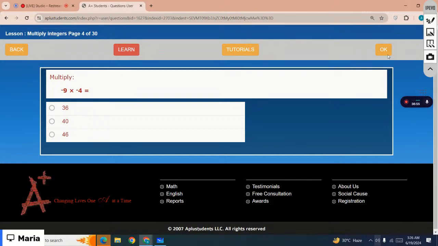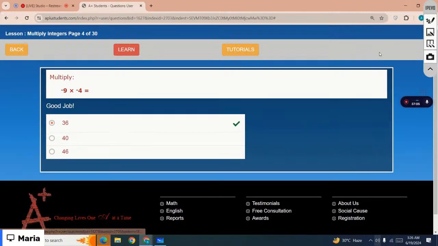Negative 9 times negative 4, which is the correct option? Yes, both the numbers are negative, so the answer must be positive 36. It is option number 1 that is the correct option.